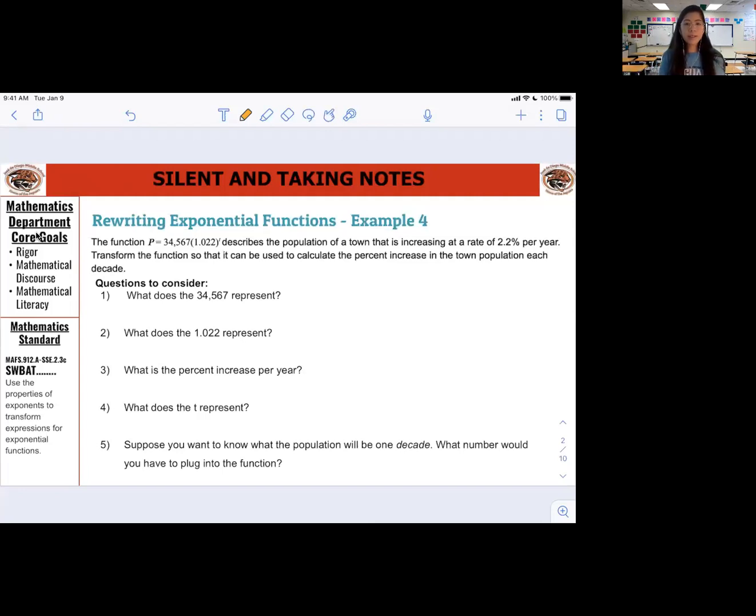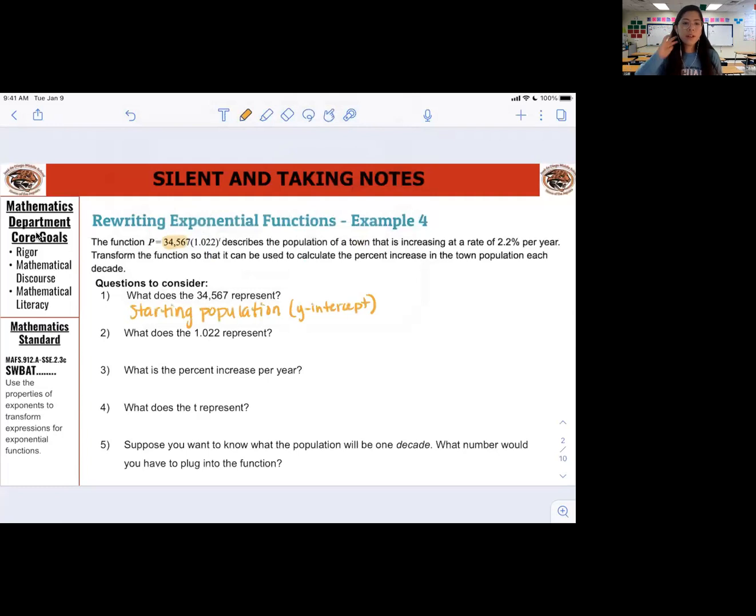Okay, so this is our function. Let's first, before we transform it, I just want to keep practicing breaking it down and understanding what each individual part represents. So let's start off with the first number. What does 34,567 represent? Starting amount. The starting amount. So this is the starting population. On a graph, where would that number be? If I'm graphing it, this is also called the what? Y-intercept. Good, the y-intercept.